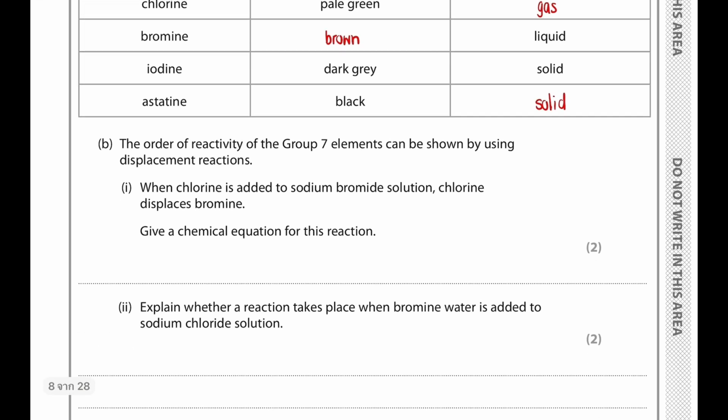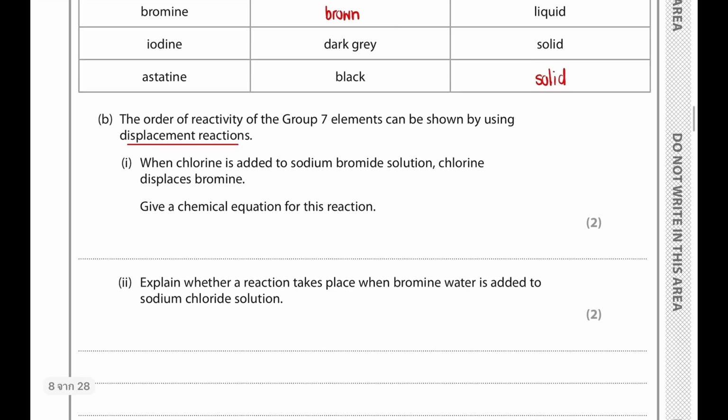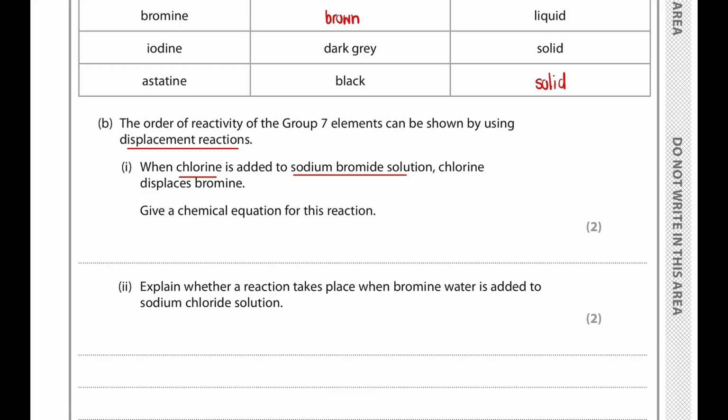Next, the order of reactivity of group 7 elements can be shown by using displacement reactions. When chlorine is added to sodium bromide solution, chlorine displaces bromine. Give the chemical equation for this reaction. So we have Cl2 plus sodium bromide NaBr. Since chlorine displaces bromine, we will have sodium chloride plus Br2. And then we have to balance the equation. We have 2 chlorine on the left, but 1 on the right, so I put 2 here.